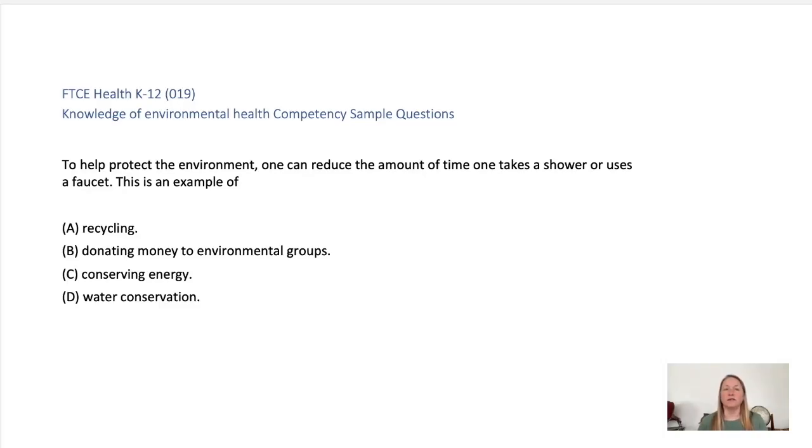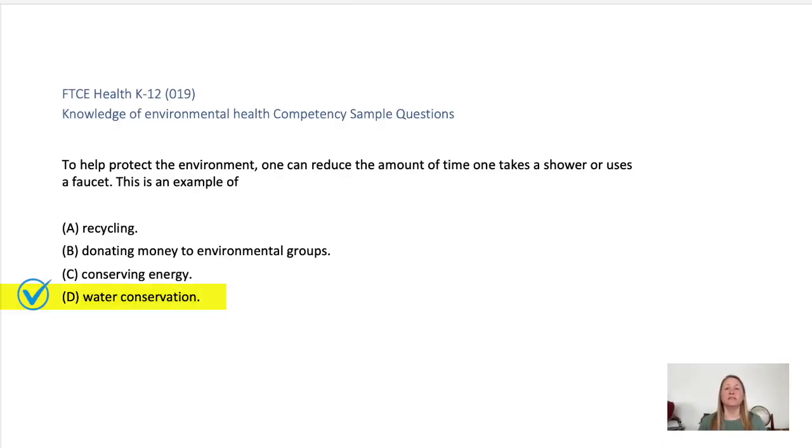A, recycling is incorrect. This involves reusing materials like paper, glass, or plastic. B, donating money is incorrect. Supporting environmental groups is helpful, but it's not a direct action like using less water. C, conserving energy is incorrect. This means saving electricity or fuel, not water.